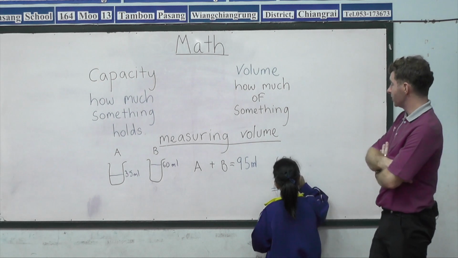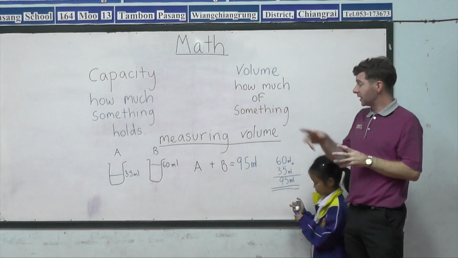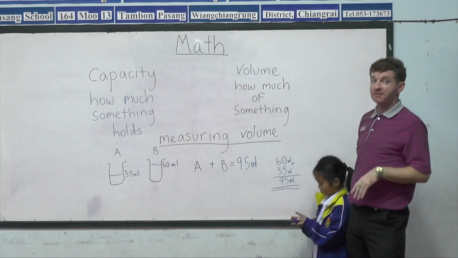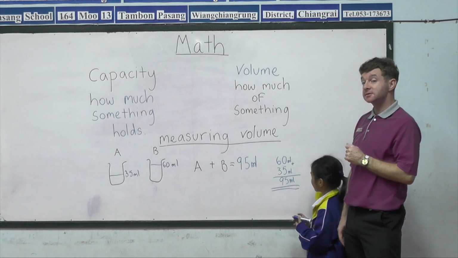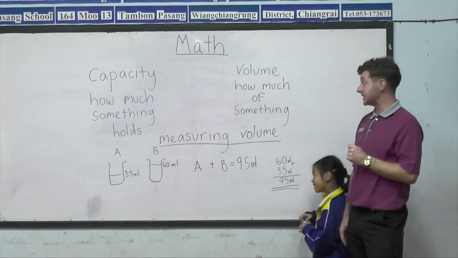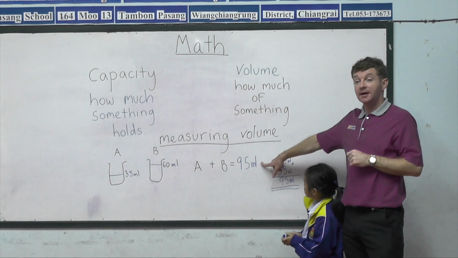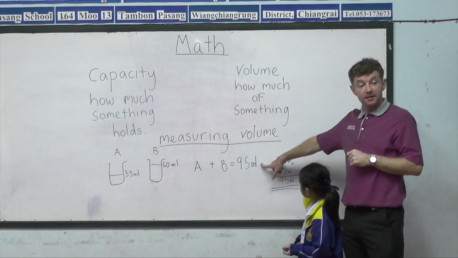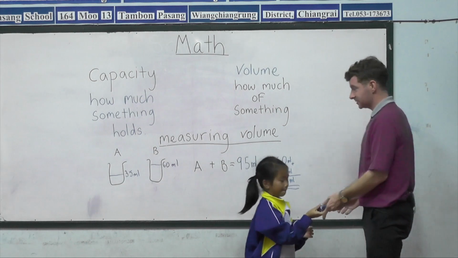Excellent. You see what we've done? We've simply added the 2 glasses together. Glass A, 35 milliliters. Glass B, 60 milliliters. So A and B together, 95 milliliters. Excellent. High five for Preo and round of applause, please.